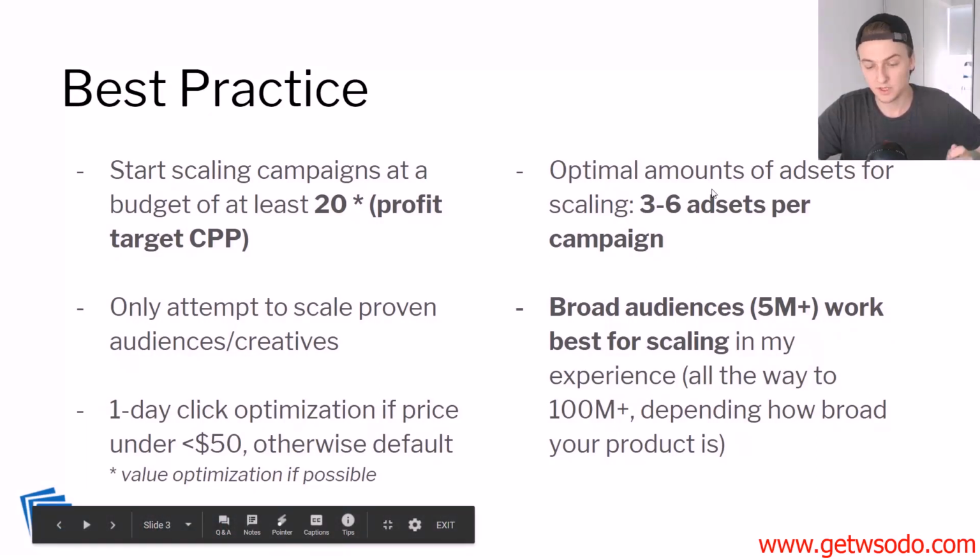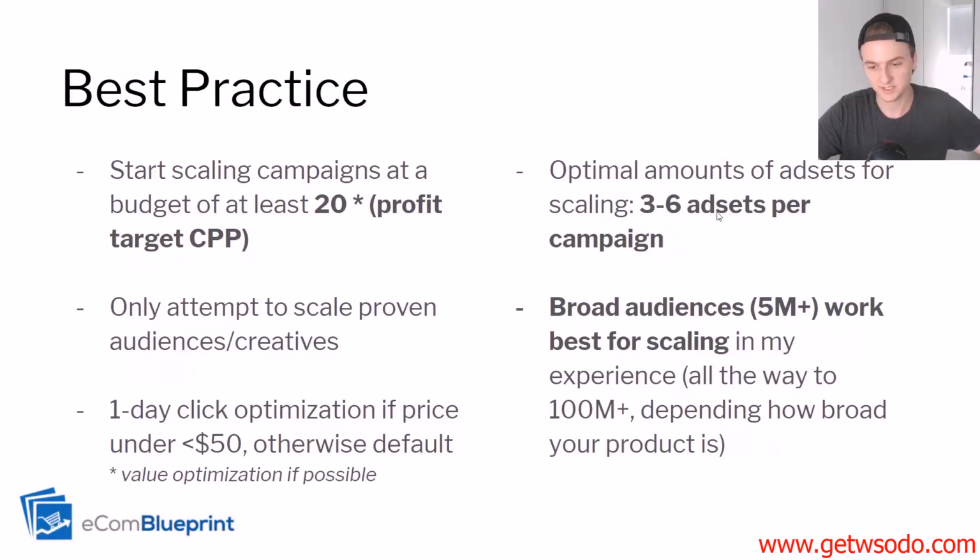Now, the optimal amount of ad sets for scaling per campaign is 3 to 6 ad sets in my experience. I don't try to make a scaling campaign with less than 3 ad sets, and I usually don't go over 6 active ad sets at one time for one of my scaling campaigns. Usually I just try to leave it at 5. 5 is like the sweet spot.